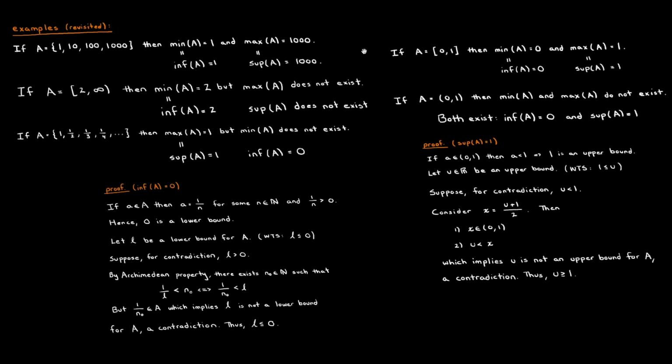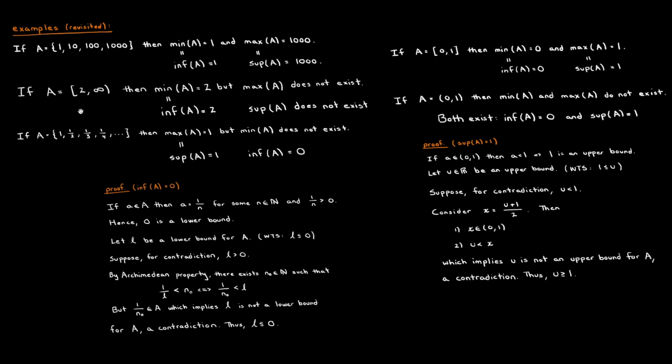Next, I would like to revisit the examples that we already saw, but now in terms of the context of infimum and supremum. So for the first example, we had the finite set that contains 1, 10, 100, and 1000. And we saw that the minimum of this set was 1 and the maximum of the set was 1000. Well, using what we just talked about, since the minimum and maximum exist, both the infimum and supremum must exist, and they must equal the minimum and maximum respectively.